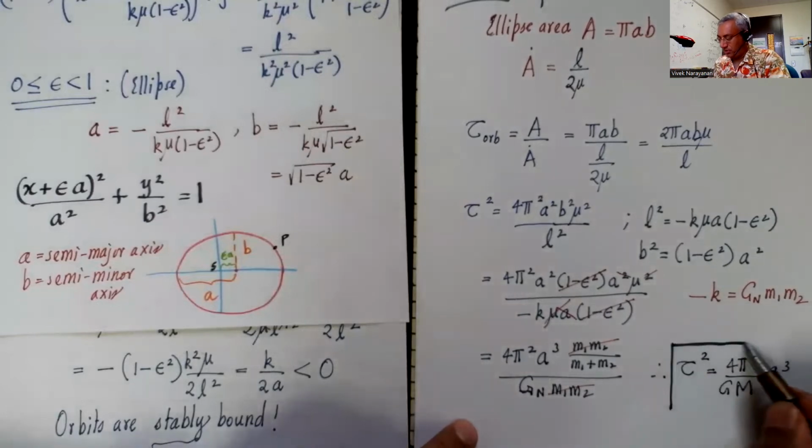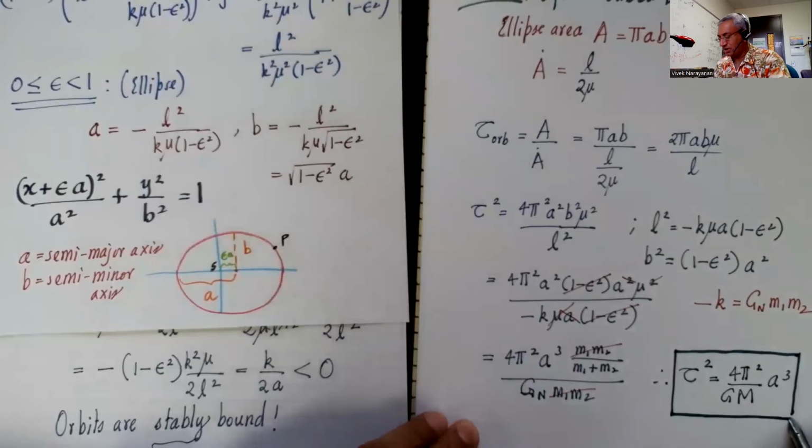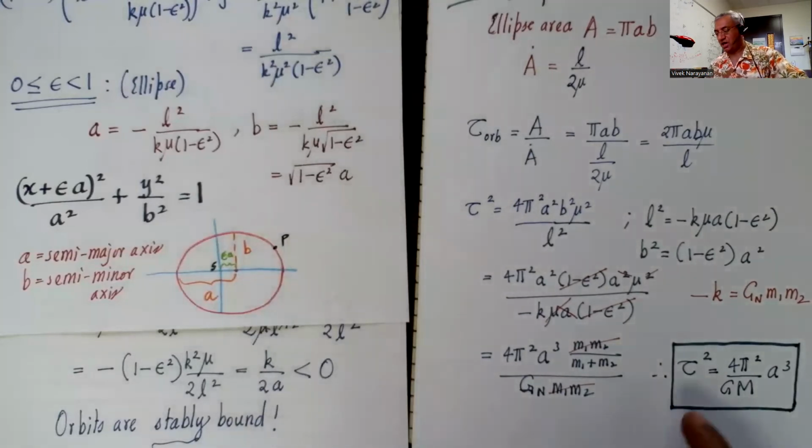This law has been very useful in our understanding of the universe because it is using this law that the mass of distant stars have been determined. Little a you can get by looking at stuff. Tau you can get by looking at your watch. It is capital M that's the big mystery, and that can be found.